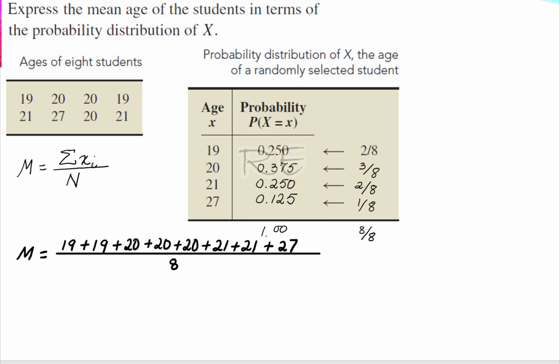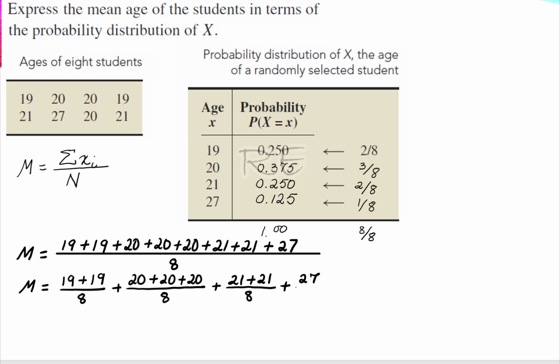Now we're going to break up the fraction. It means that you have 19 plus 19 divided by 8, plus 20 plus 20 plus 20, 3 20s, divided by 8, plus 21 plus 21 divided by 8, plus 27 divided by 8.